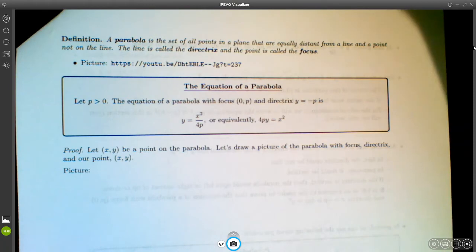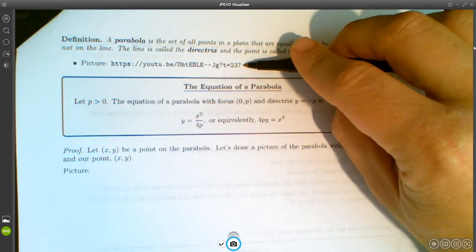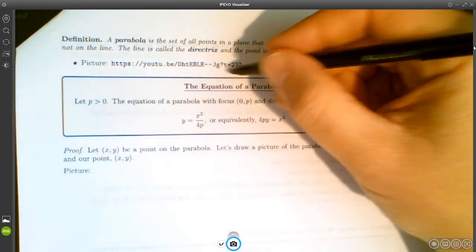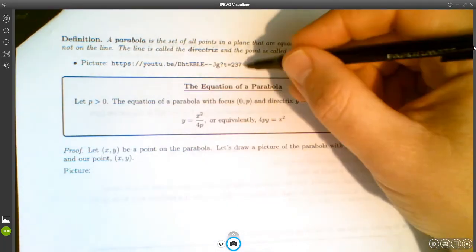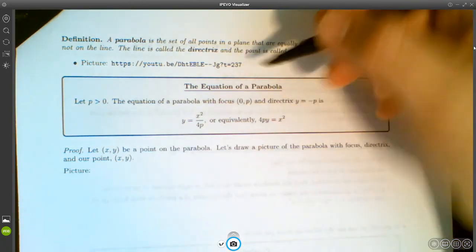So at this point, I would strongly encourage you to pause this video and watch this. I'm not starting the video right at the beginning, so you can see here t equals 237. It starts about 2 minutes in.